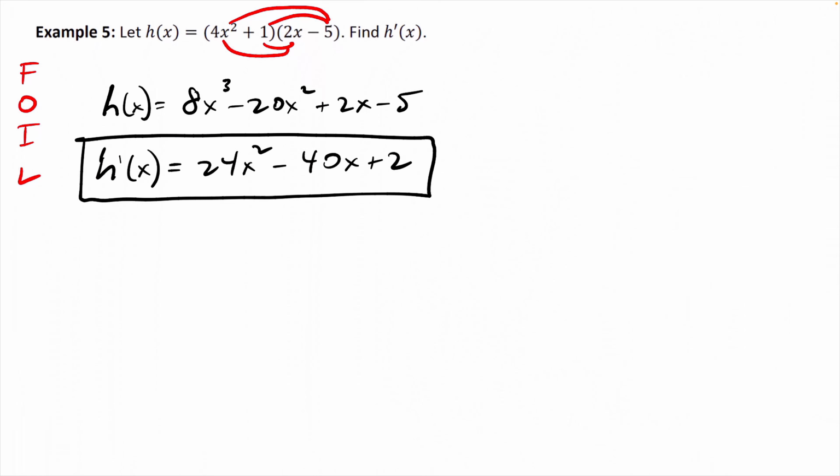Now on the next page, I'll show you the product rule. For this one, it doesn't really matter. You could have used the product rule or we could have done it the other way. But there are some problems where you can't avoid the product rule. So there are 2 more rules we're going to cover today: the product rule and the quotient rule.